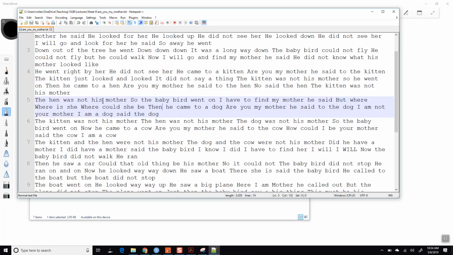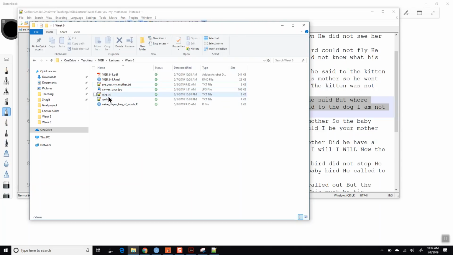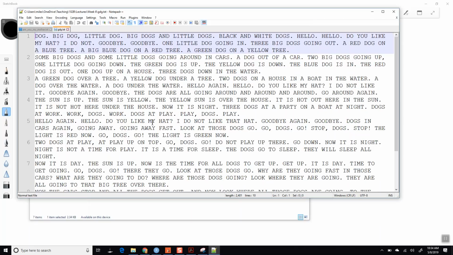So this is the thing, and basically I just grouped some of these sentences together. I got rid of the punctuation, although I think there are tools in R that will do this. Here is Go Dog Go, and this one's in all caps with some punctuation, and I'll strip that later. It says things like, the sun is up, the sun is yellow, the yellow sun is over the house, it is hot out here in the sun, it is not hot here under the house. All of these sentences are illustrated, by the way, and it says things like, the light is red. Oh, go dogs, go. The light is green now, right? They're driving cars.